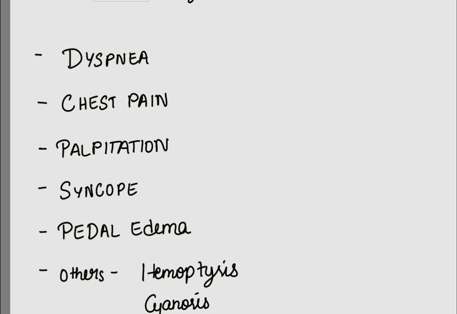Similarly, we have to investigate each of the other symptoms: chest pain, duration, onset, site, type of pain, radiation, diurnal variation, aggravating factor, relieving factor, any associated symptoms, any local tenderness. Similarly, in palpitation: duration, onset, irregular, regular, precipitating factor. To continue with, we have syncope, pedal edema. We have to ask similar history in detail.